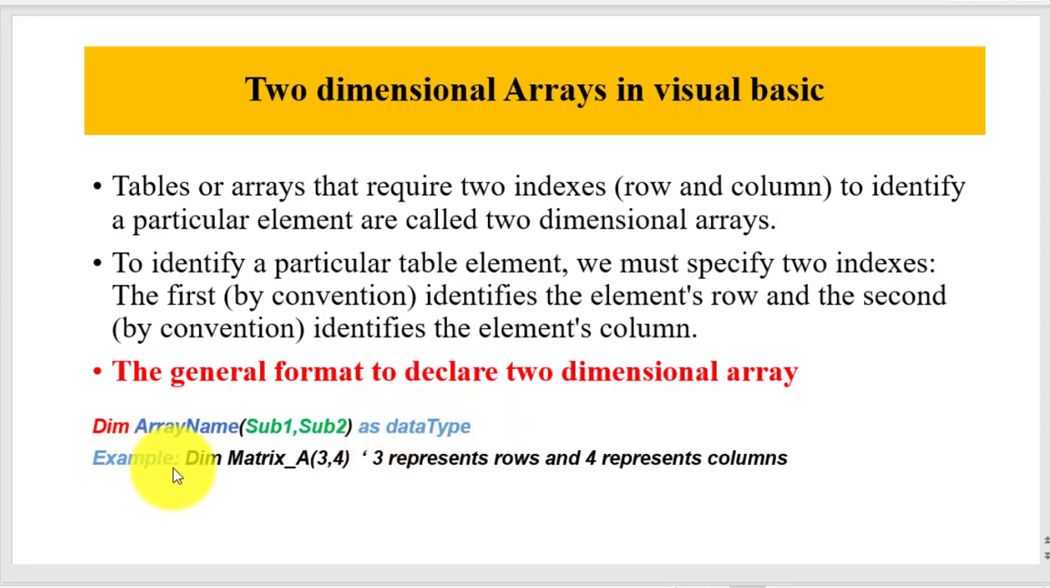So here we have an example. Dim matrixA(3, 4) in brackets. So this is an array called matrixA having 3 rows and 4 columns. So here 3 represents rows and 4 represents columns. You know, a matrix is a good example of a two-dimensional array. Now let's see an example here.